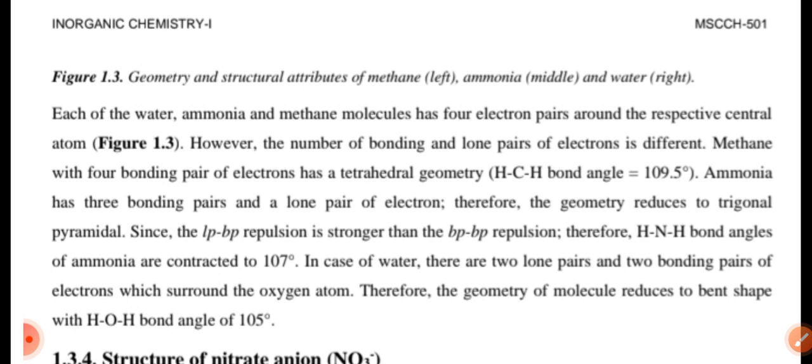Ammonia has 3 bonding pairs and a lone pair of electrons. Therefore, the geometry is reduced to trigonal pyramidal. Since lone pair-bond pair repulsion is stronger than bond pair-bond pair repulsion, the HNH bond angle of ammonia is contracted to 107 degree.